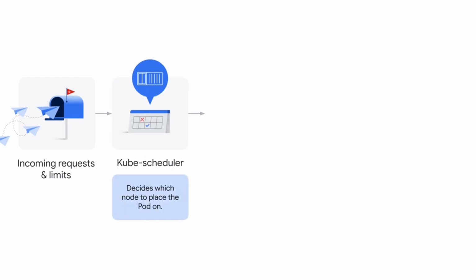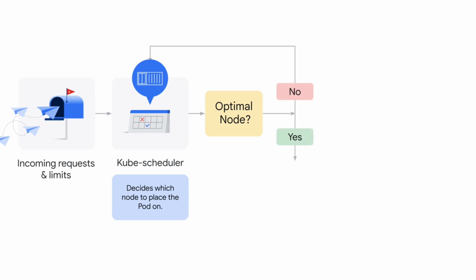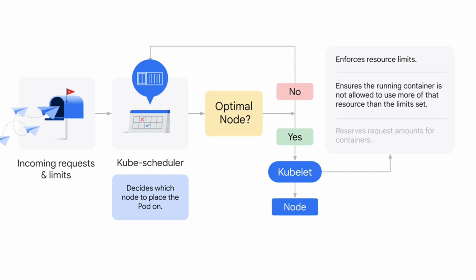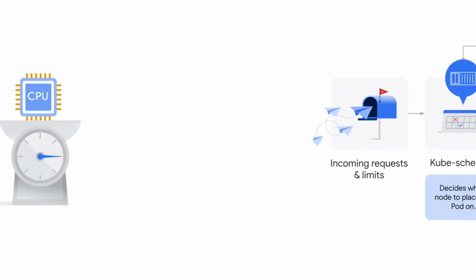To manage the requests and limits as they come into a cluster, Kubernetes uses the kube scheduler to decide which node to place the pod on. If the optimal node cannot be found for the request, it is sent back to the kube scheduler to try again. Once the optimal node is found, the kubelet is used to enforce resource limits and ensure that the running container is not allowed to use more of that resource than the limits set. The kubelet is also responsible for reserving request amounts for containers.